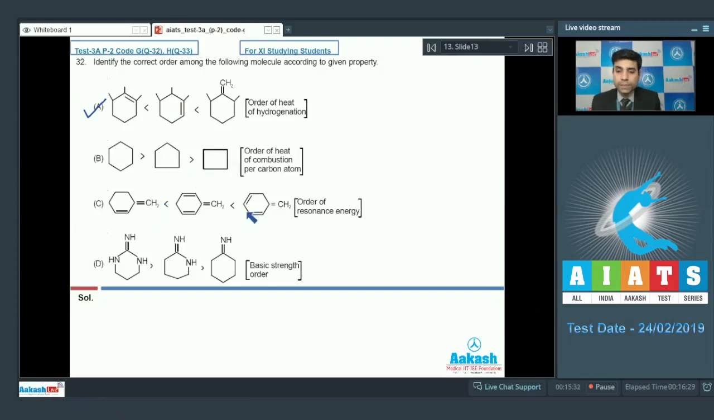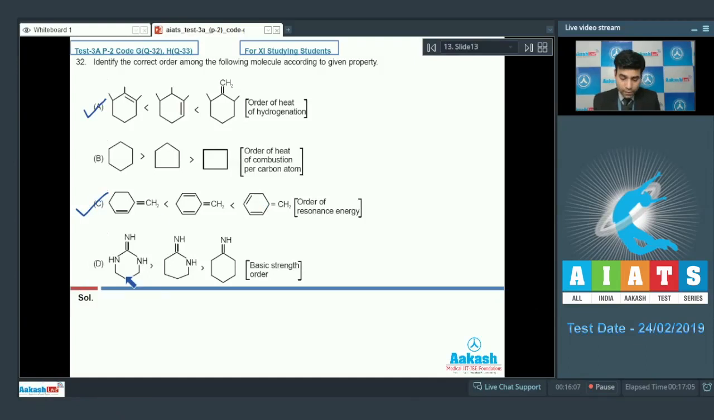If I talk about C option, here it's written order of resonance energy. So we can see here the maximum resonance will be observed here, then here, and the least resonance will be observed here. So the maximum resonance energy will be the structure 1, then 2 and then 3. So this is the correct order given. Why? Because of the conjugation. Here we can see extended conjugation. Here we can see cross conjugation. Here we have only one conjugation. So we can have the order of resonance energy as given, hence the correct answer is option C also.